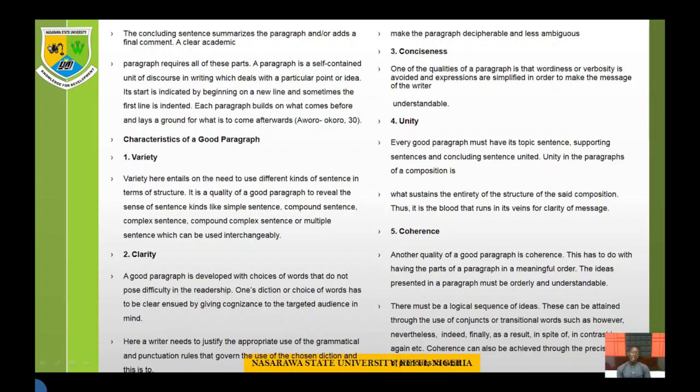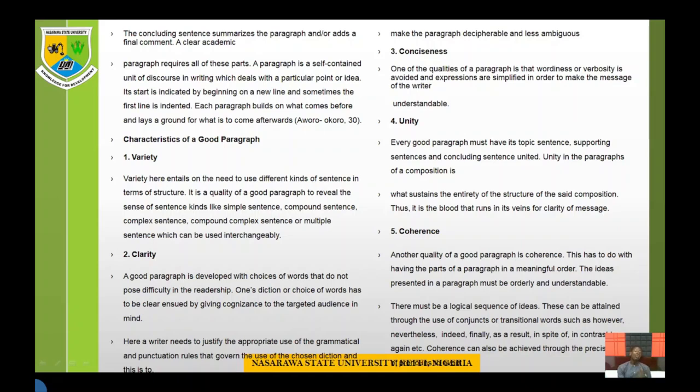The last one here is coherence. Another quality of a good paragraph is coherence. This has to do with having the parts of a paragraph in a meaningful order, and the ideas presented in a paragraph must be orderly arranged and understandable. There must be a logical sequence of ideas. This can be attained through the use of conjunct or transitional words such as however, nevertheless, indeed, finally, as a result of this, in contrast to, again. All these things are cohesive devices.